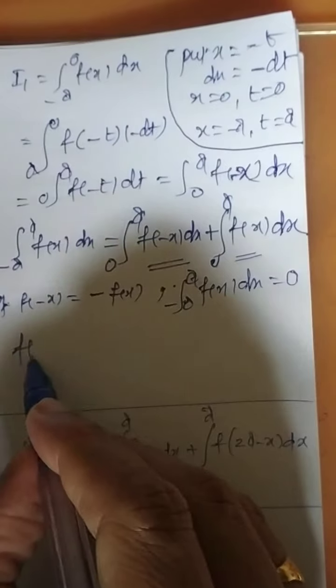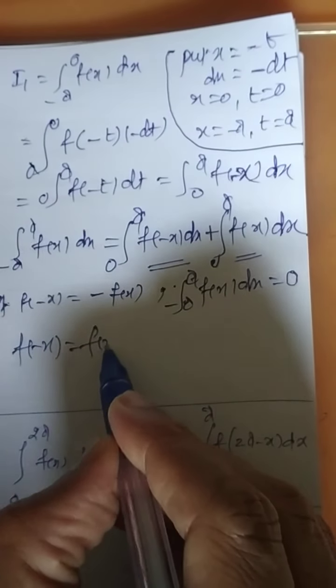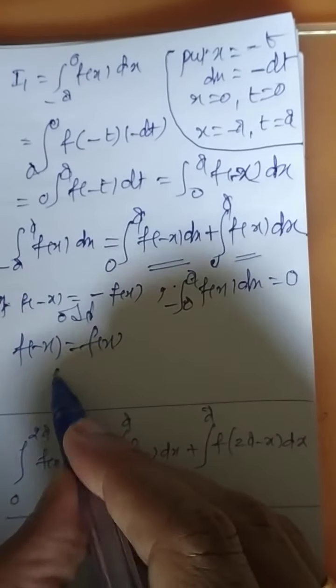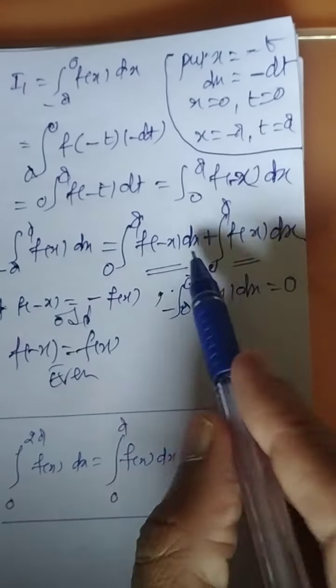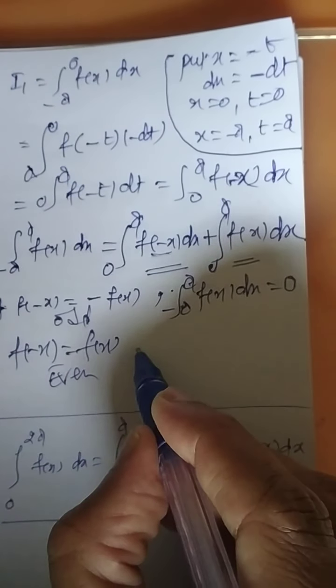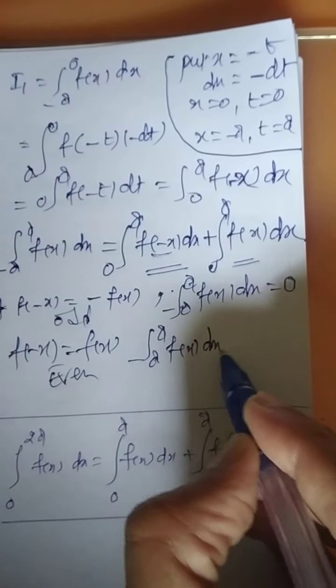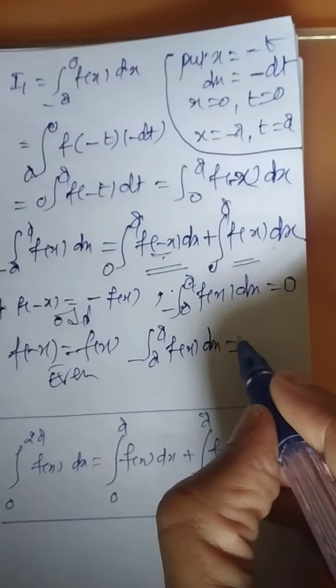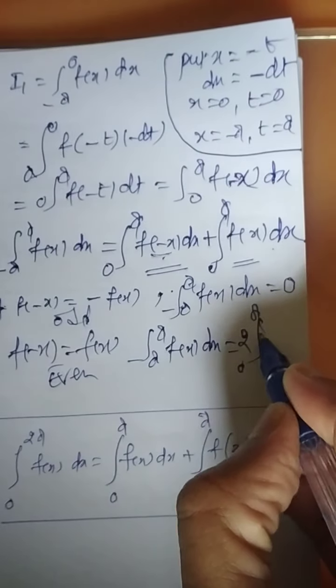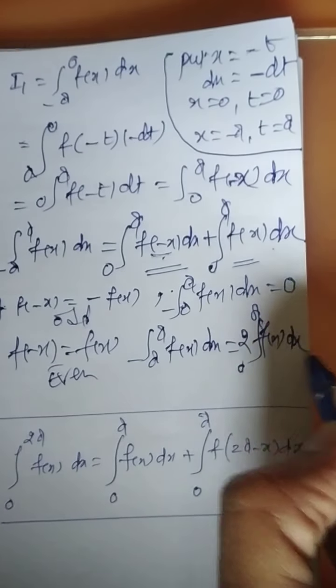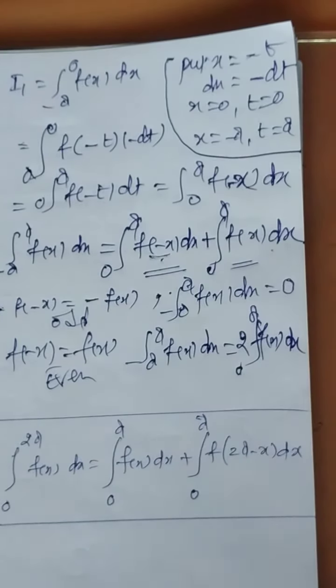But if f of minus x is equal to f of x, this is the case of odd and this is the case of even, then if these two are the same, the integral from minus a to a of f of x dx will be equal to 2 times the integral from 0 to a of f of x dx. So that is the property.